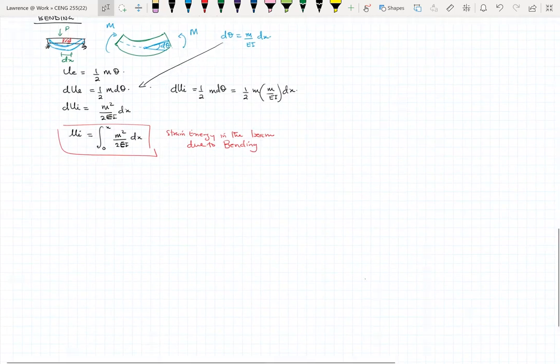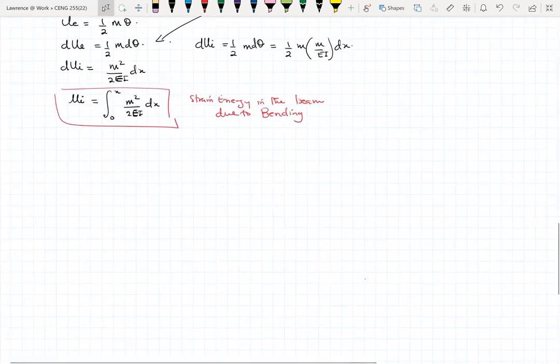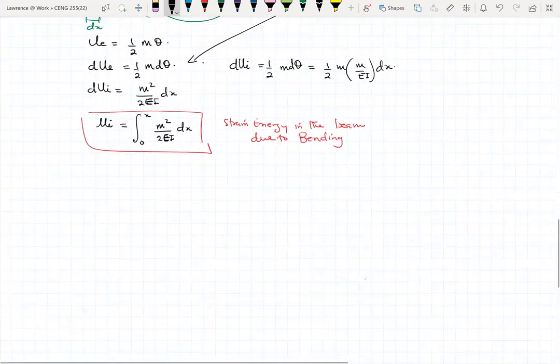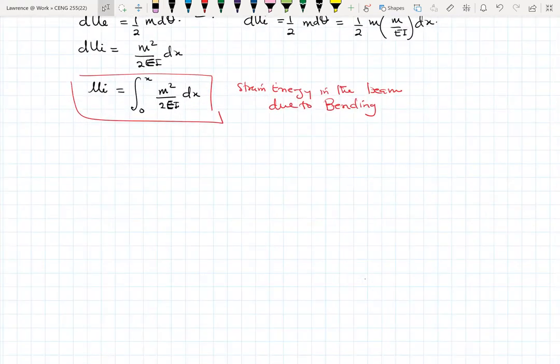So once we are able to formulate these equations, we can use them to calculate deflections. This is based on the principle of work and energy, or the conservation of energy.